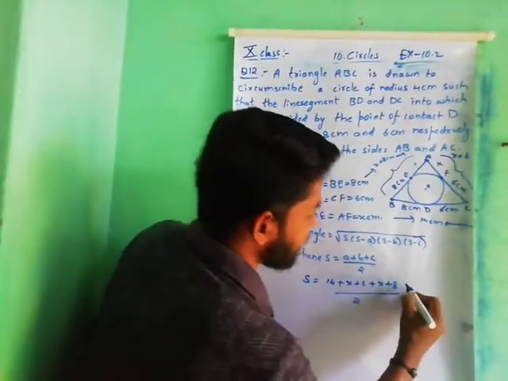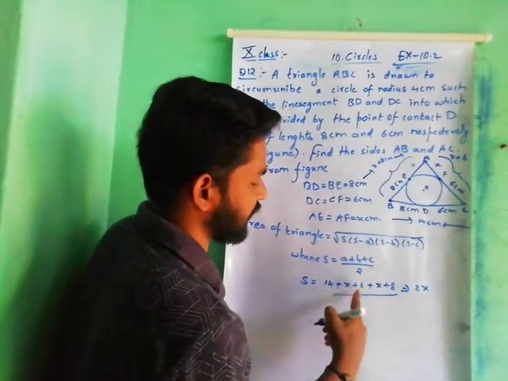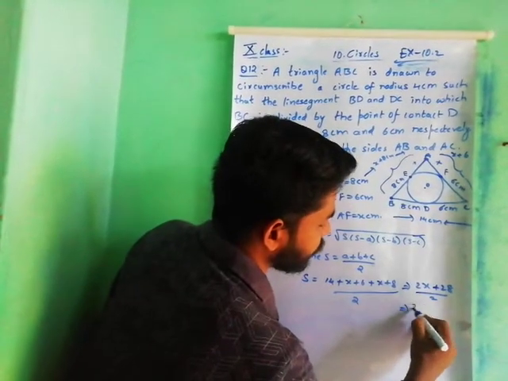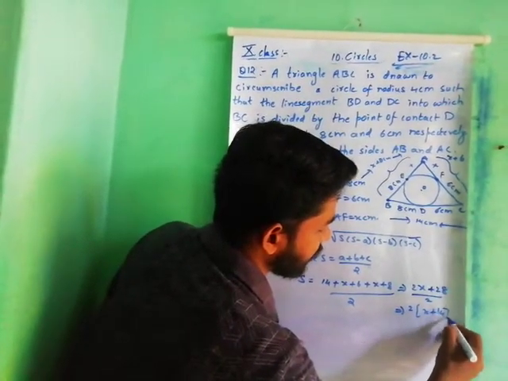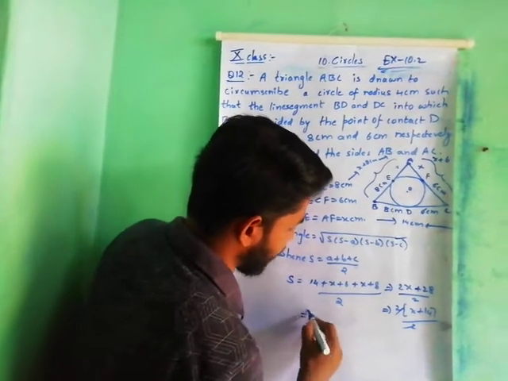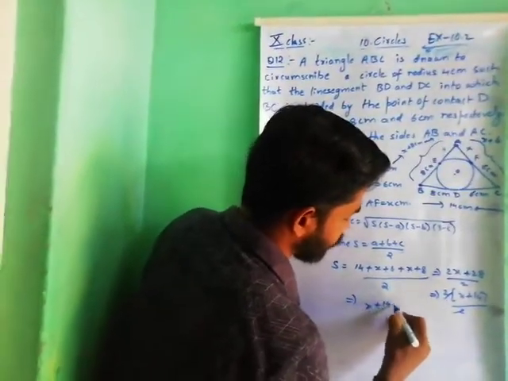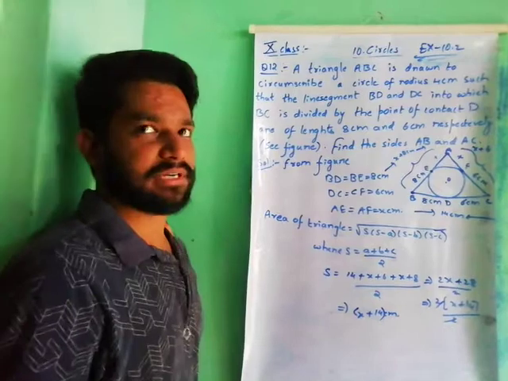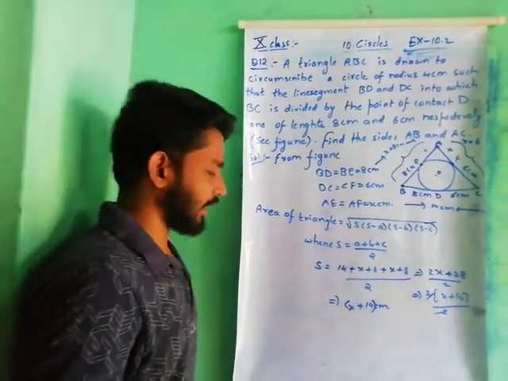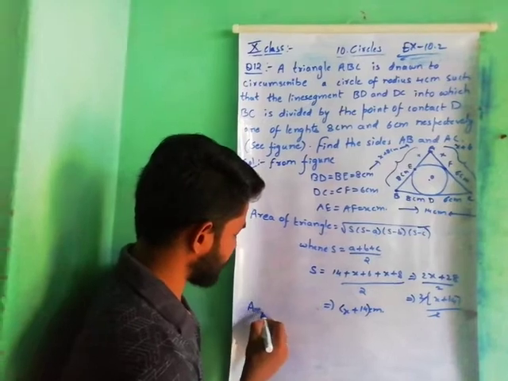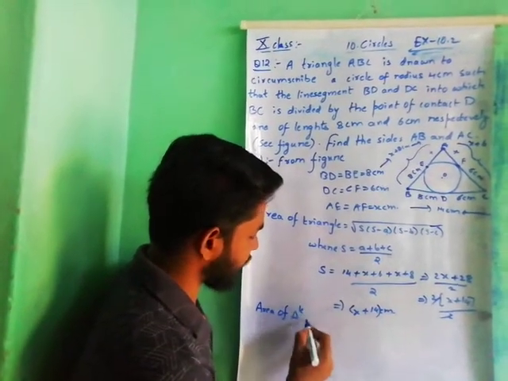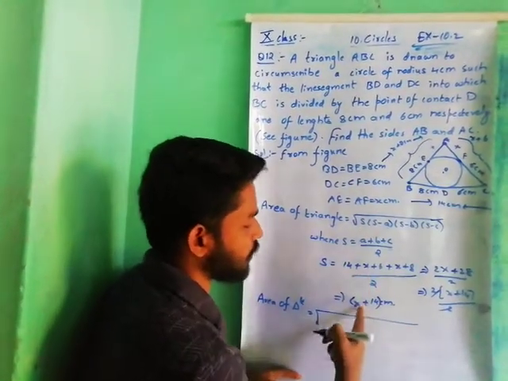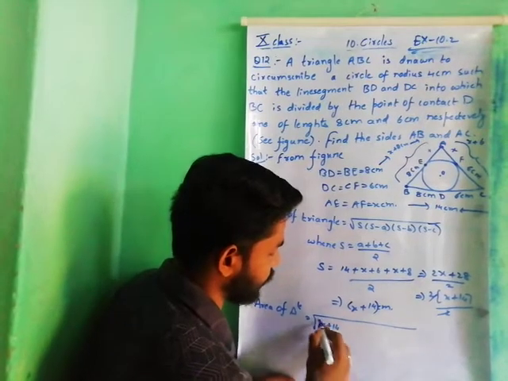So x plus x is 2x, 14 plus 6 is 20, 20 plus 8 is 28, by 2. If we take 2 common, x plus 14 by 2, the 2 gets cancelled. So finally we get the s value as x plus 14 centimeters. Now we substitute in the area of a triangle. So area of triangle is equal to square root of s. s value how much? x plus 14.